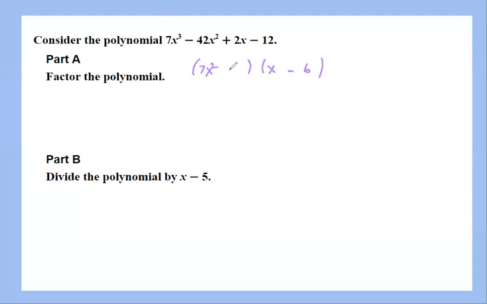And I should get 2x, so I can multiply x by 2. So this is 2. Let's confirm: 2 times negative 6 is negative 12. So if you expand them, you actually get all four terms. And now we are done. So this is something we can try.